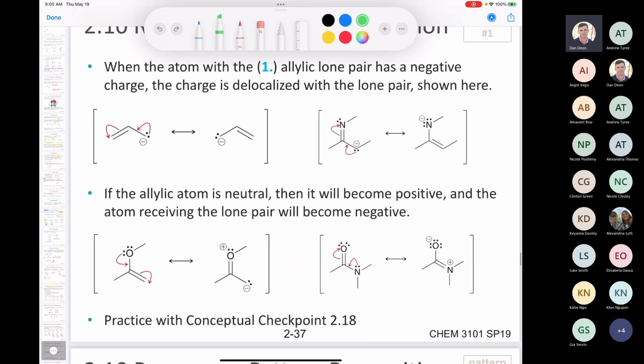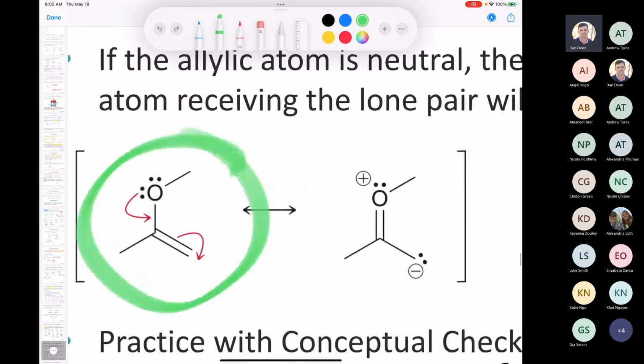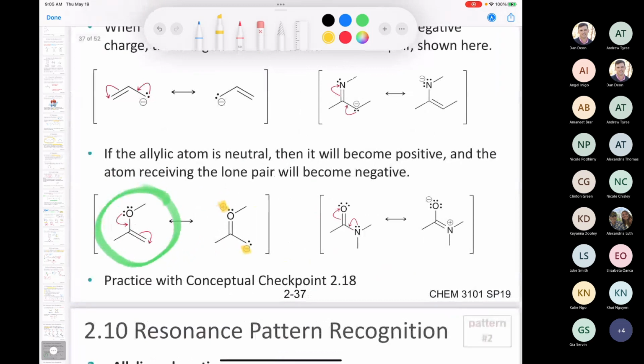If you're starting with something that's neutral, then if you're making a formal charge, that has to be balanced out by an equal and opposite formal charge. So if you're starting with something that's neutral, like what I have in the green circle here, and you're making a positive charge, well, then you've got to have a negative charge to balance that out. Because when you're making resonance structures, you're not creating any new charges.